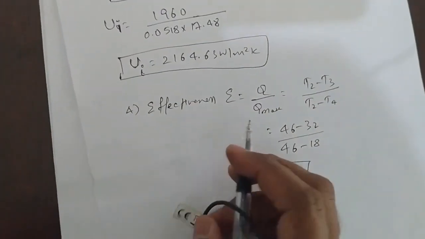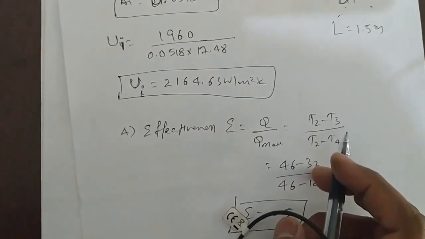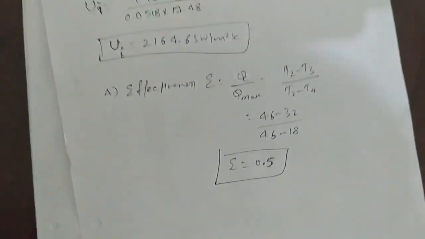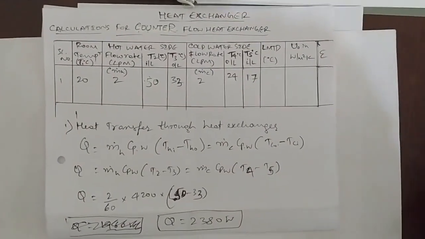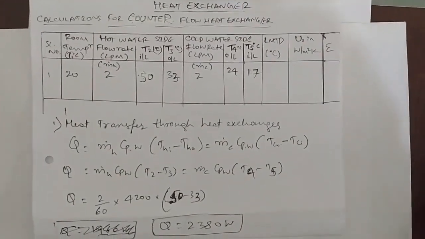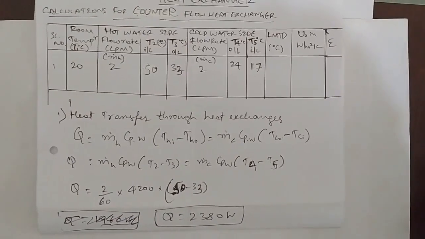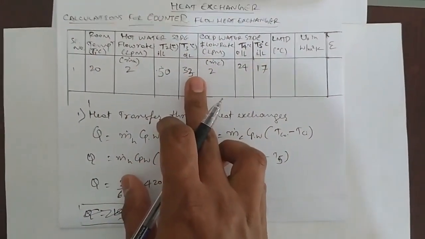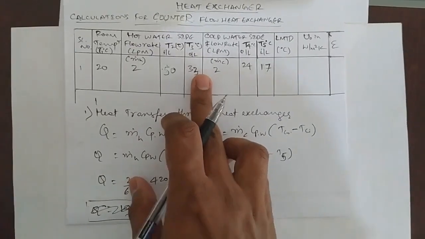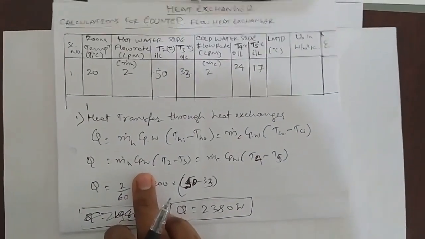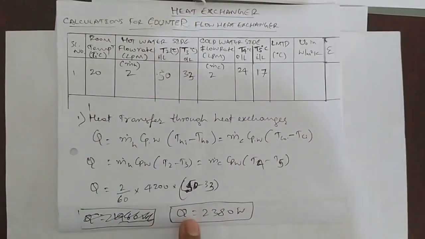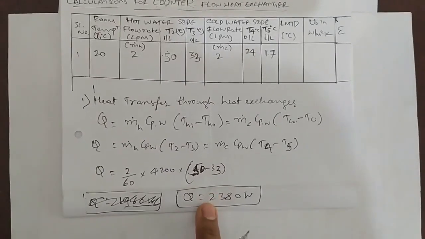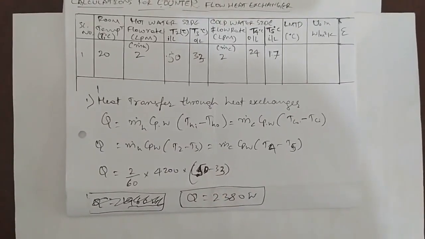Then next, effectiveness can be calculated using Q max. This is the equation. So finally we obtained the effectiveness for the parallel flow heat exchanger as 0.5. In a similar way, we will do the calculation for the counterflow heat exchanger. The data taken from the experiment I have written here. First, we have to find the rate of heat transfer, using the same equation. Substituting the values, Thi minus Th0 for the counterflow heat exchanger is 50 minus 33, and I obtained Q equal to 2380 watts.